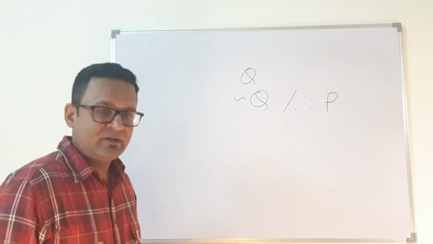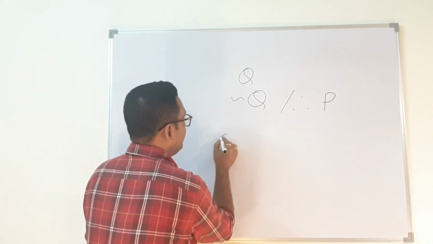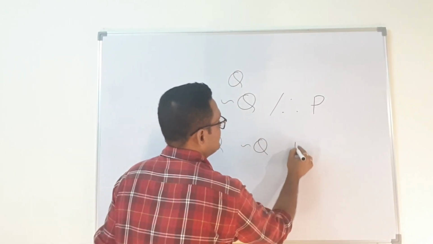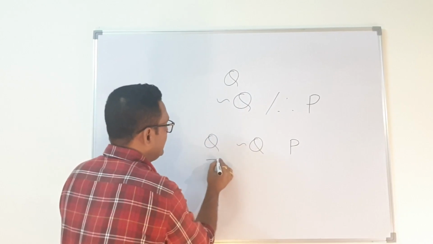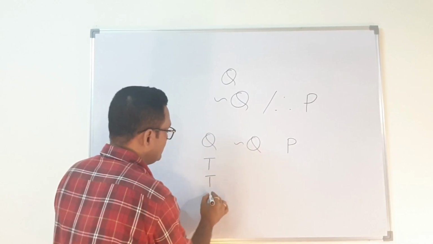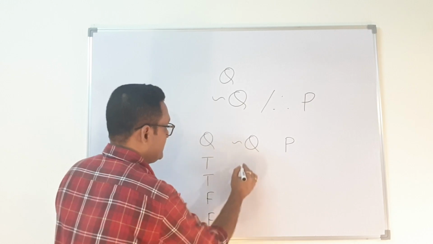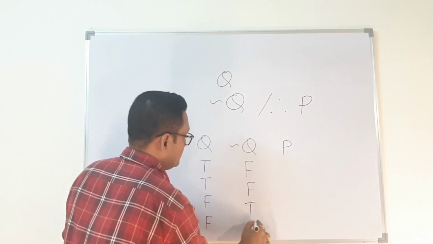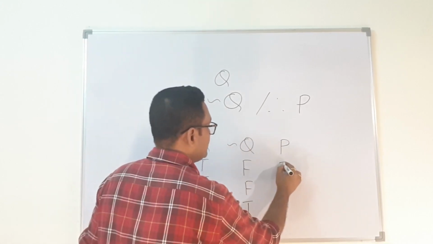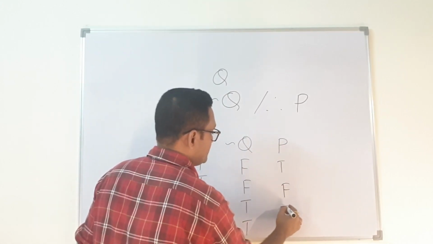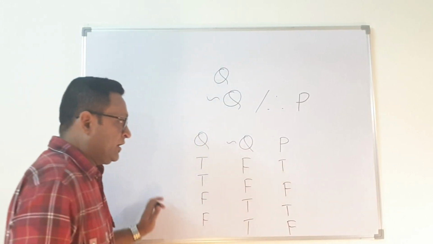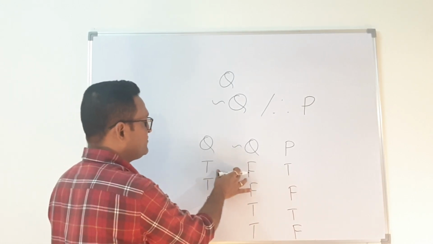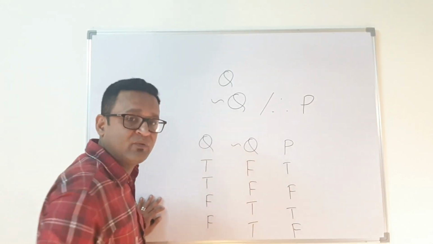Now let us draw the truth table. If we draw the truth table and we take Q as the first one, negation Q, and P as the second one, the truth table will be: true, false, false, false, false, true, true, and this will be true, false, true, false. Now as you can see there is no good line, because you will not find a row where both the premises are true.